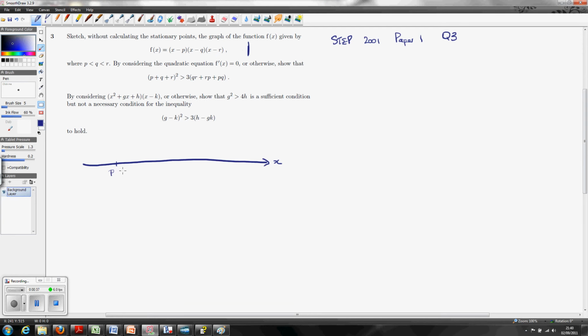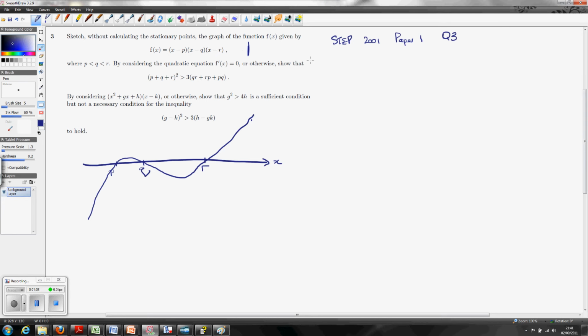So we've got p, q, and r on the x-axis here, and the function f(x) equals that. Those are roots, and f(x) is a cubic, so it must start down here somewhere, and it must end up over here somewhere. The only way this can happen is if it comes up and turns a corner, goes down a bit further, and goes up like this. So that's the first part done.